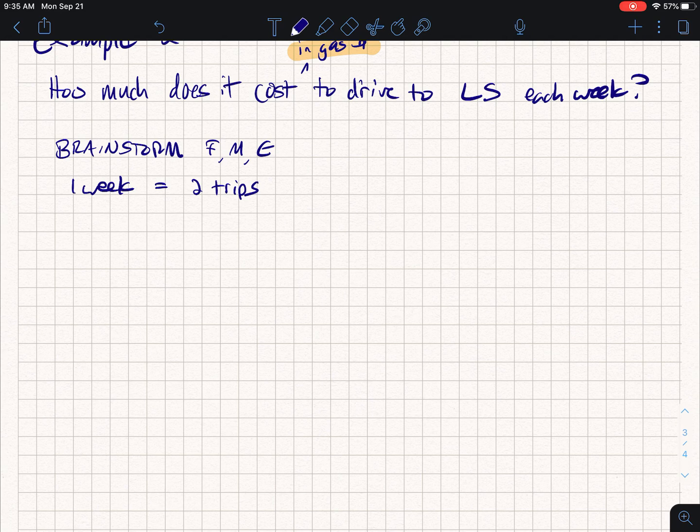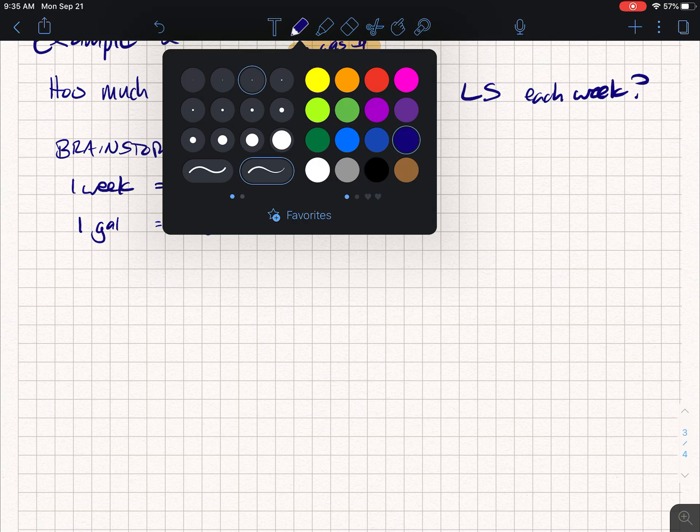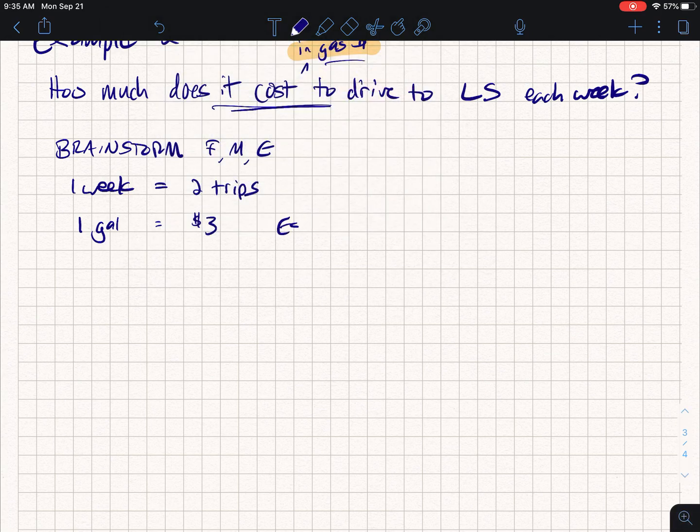The second thing I would have to think about, if I'm talking about cost of gas money, is how much a gallon of gas costs. And so I would have to go and look. I have no idea what the price of gas is at the gas station down the street from my house, but I know it's something like $3. But what if it's $2.89 or what if it's $3.12? I don't care. It's about $3. All right, this is an estimate right here.